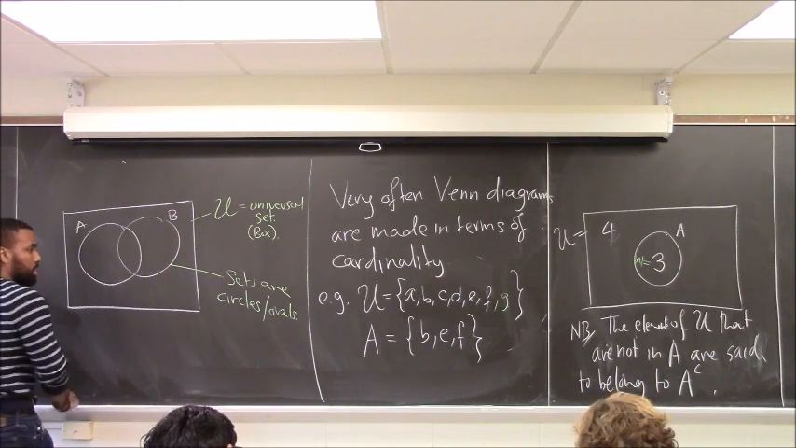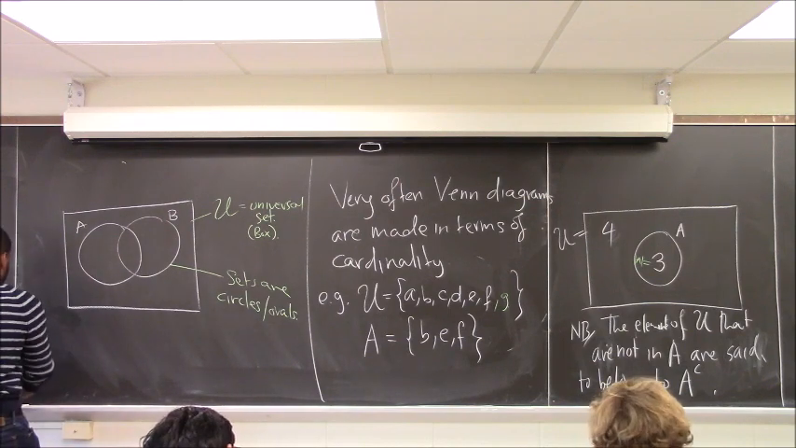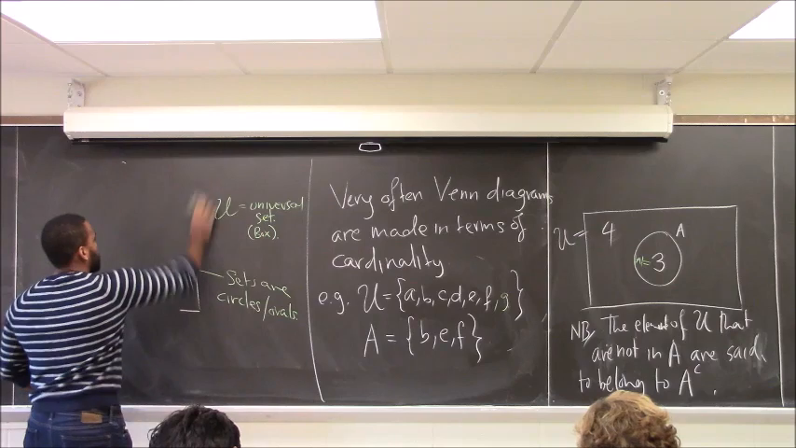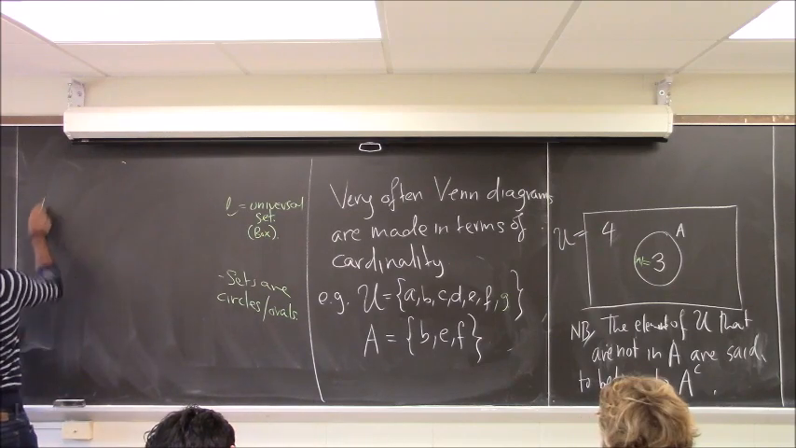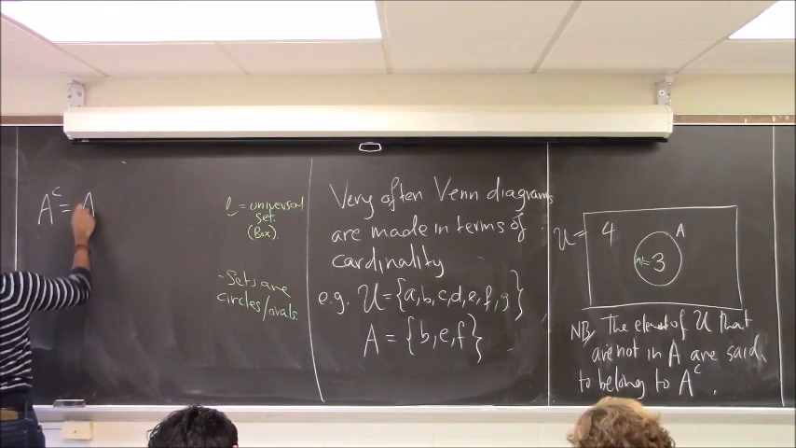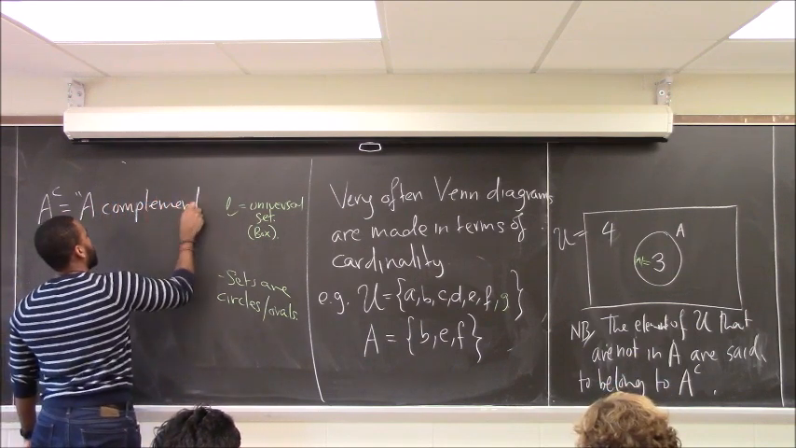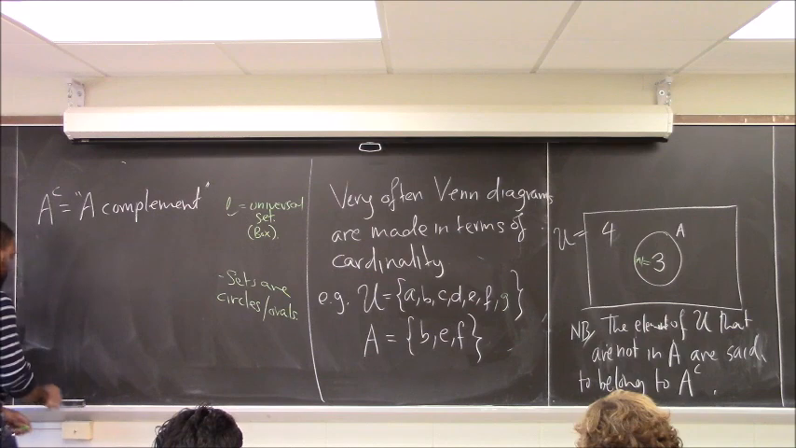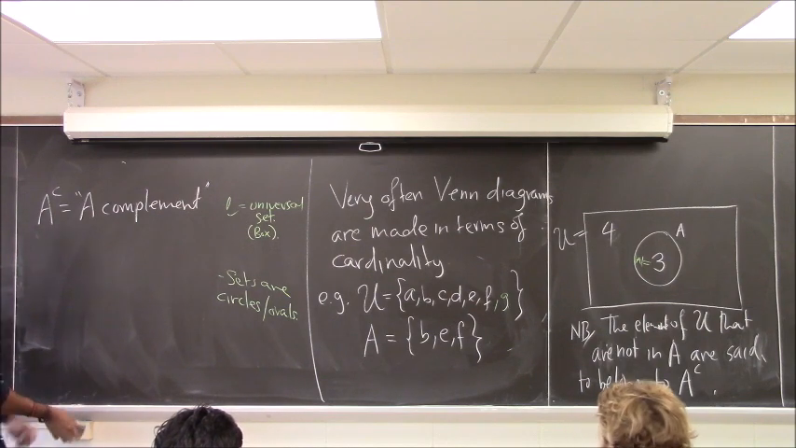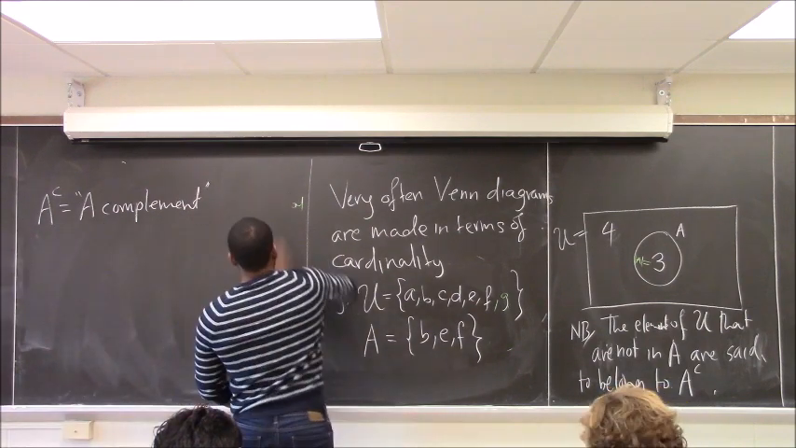Yeah, so last time this A^c represents a complement, spelled with an E. It's called the complement of the set A. And basically it's everything that's not in A but is in our universe.